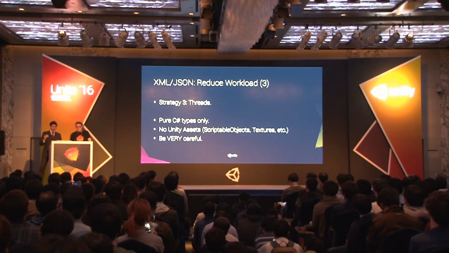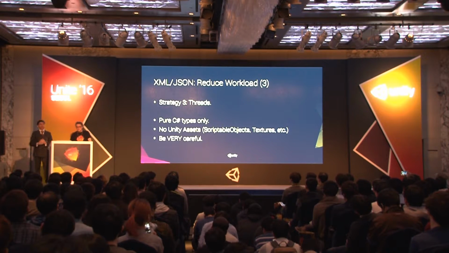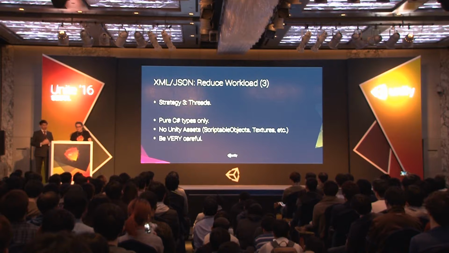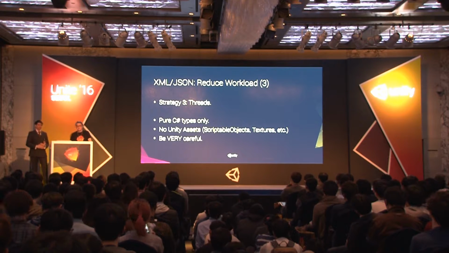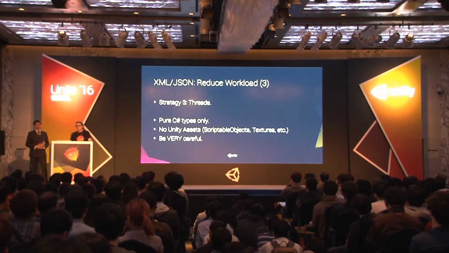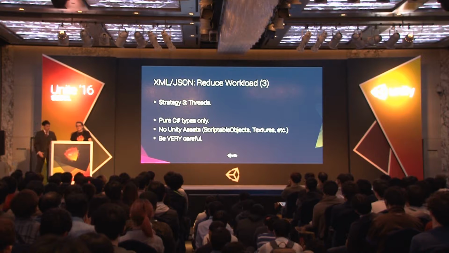Remember, though, you cannot deserialize any Unity data types on a worker thread. You cannot deserialize a scriptable object on a worker thread. Only pure C# types are safe to deserialize on threads other than the main thread.